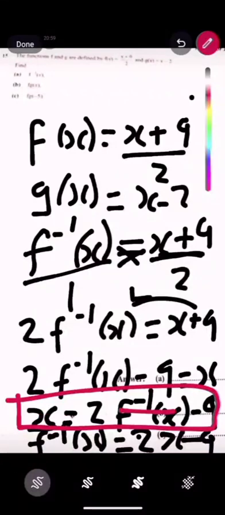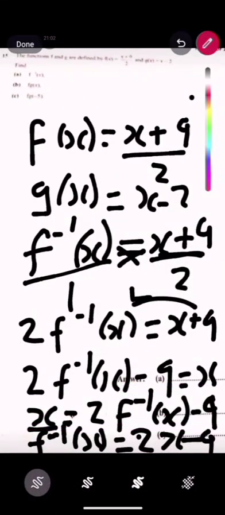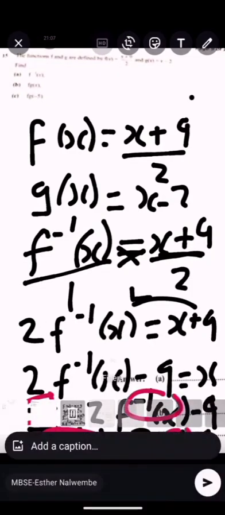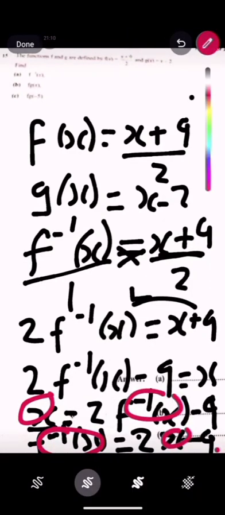Okay, as you can see, x has become this and this has become x. It means you are done.